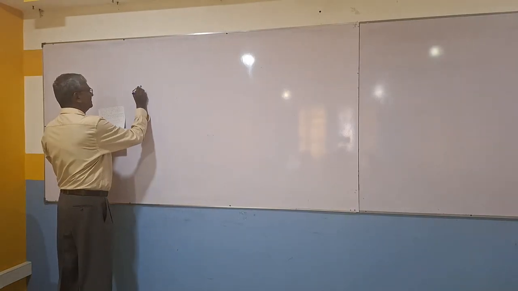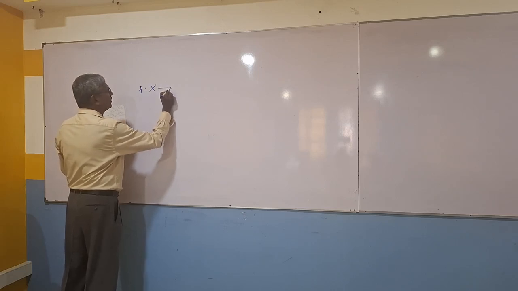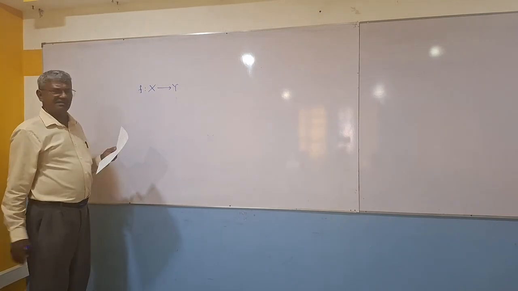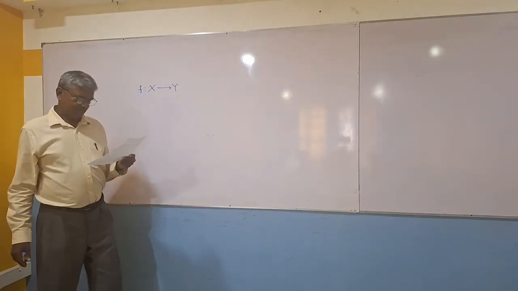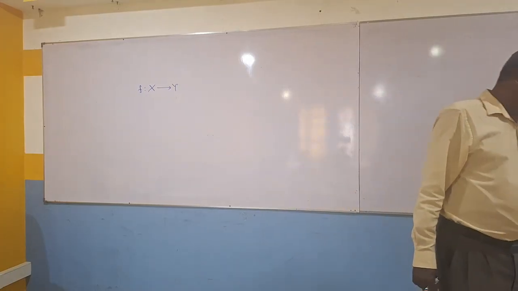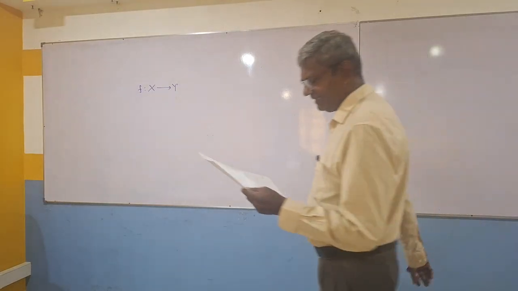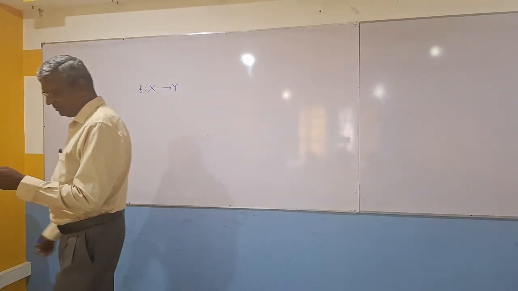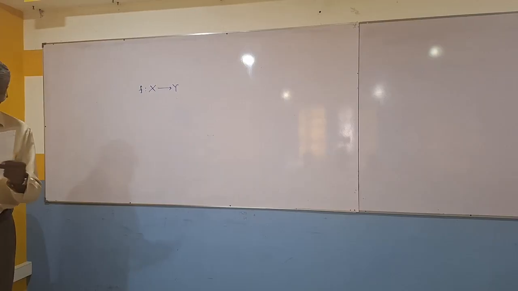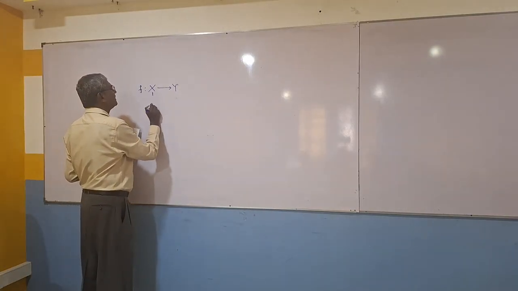Formally, a function, this is how we write it: f, x, arrow, y. This is an arrow, so this is from one set x to another set y. It is an operation which assigns to each element... If you take any element here, we call it an input.